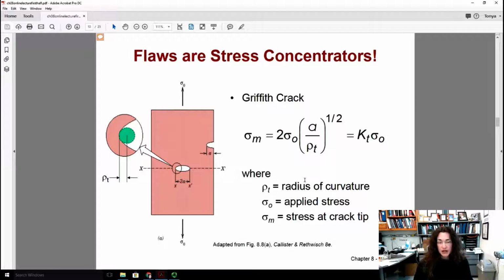So in other words, it would be the smallest radius of curvature for that crack. So here we have sigma m, which is the stress at the crack tip, amplified as opposed to the real applied stress. In other words, the stress can be amplified by some amount called the stress concentration factor, symbolized here as KT. Now KT is 2 times the square root of A over rho t. So that magnifies the stress at the crack tip, sometimes by quite a lot, as compared to the stress that you're actually applying to the part, sigma naught.